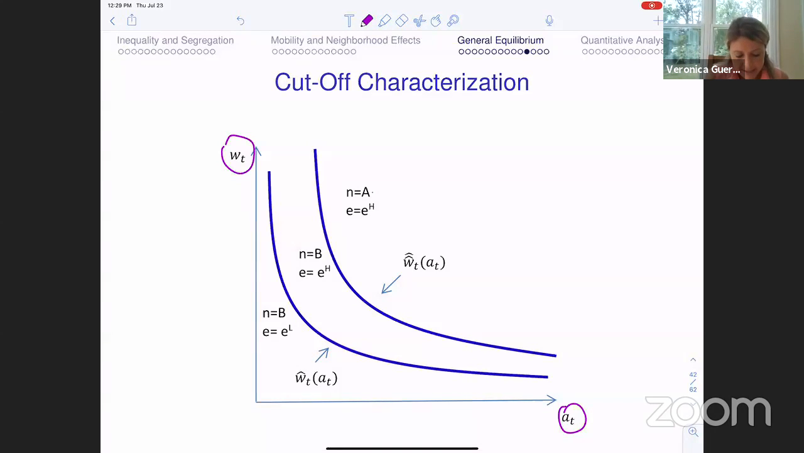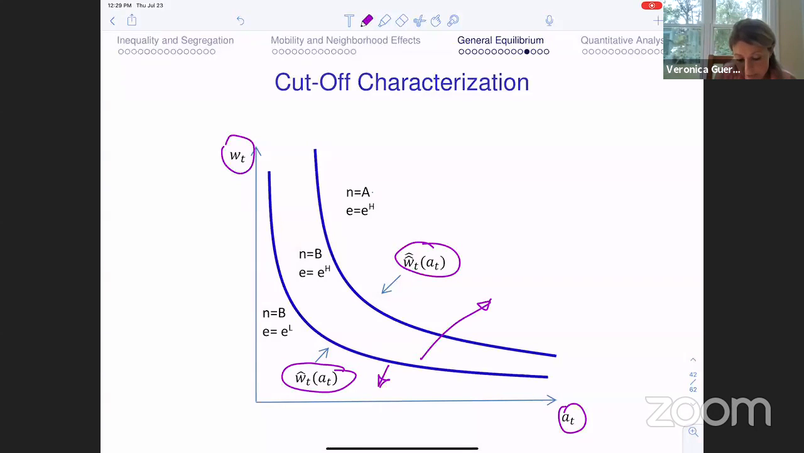Okay, and again, there are two cutoff functions. W hat of A is the educational choice function, and W hat of A is the residential choice function. Let's start with the educational choice. Educational choice is decreasing. And so if you are on the left of it, it means that you choose low education for your kid. If you're on the right of it, you choose high education.